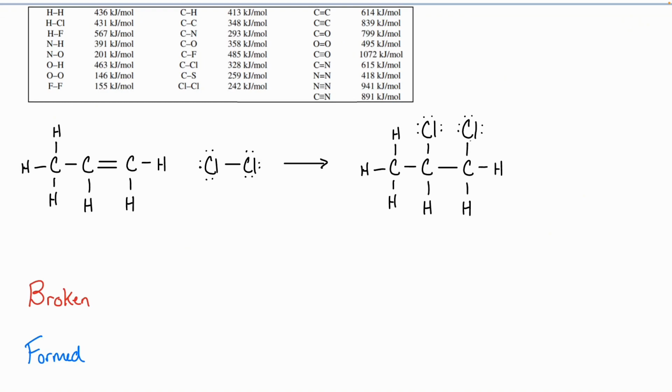All right, so everybody take a second. Copy down our problem here, drawing our Lewis structures, but then see if you can identify which bonds are being broken and which new bonds are being formed.